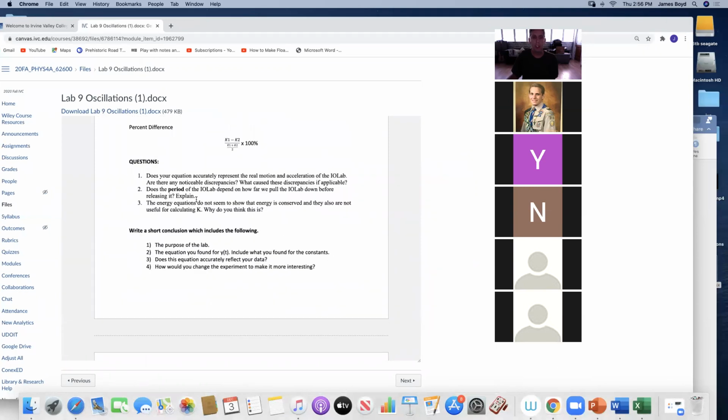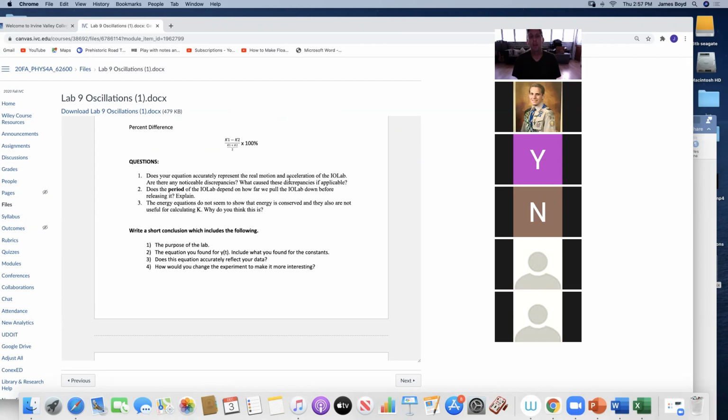Secondly, does the period depend on how far we pull? What causes the discrepancies? What causes the discrepancies is it's not an ideal spring, and the IOLab has air resistance and gravity and so on. There's a lot of stuff going on. We could probably add some terms to our equation to make it lay exactly on there, but it's not perfect. Those discrepancies are there because it's real data.